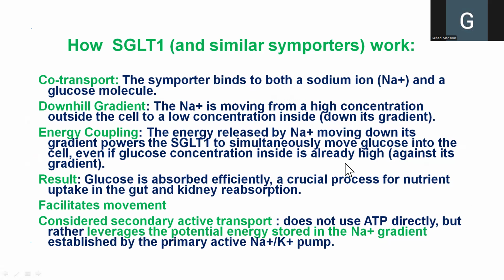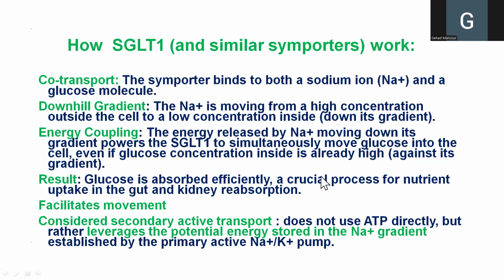And this makes sense. Why does it make sense? Because we need to accumulate a good amount of glucose inside the cell, because this is our fastest and most abundant source of energy. And then we have a result. The result is the efficient absorption of glucose. And this is a crucial process for nutrient uptake, because glucose is the most important nutrient in our cells, just like oxygen is the most important gas.